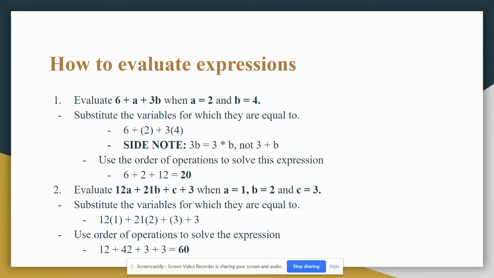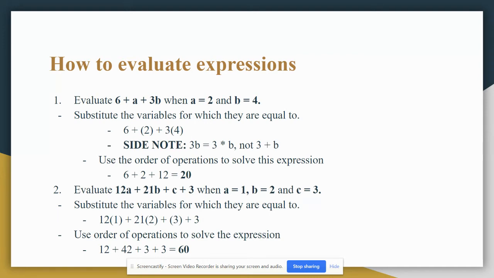Here's the side note. 3b is equal to 3 times b, not 3 plus b. Use the order of operations to solve this expression. 6 plus 2 plus 12 is equal to 20. Now let's take a look at the second problem.